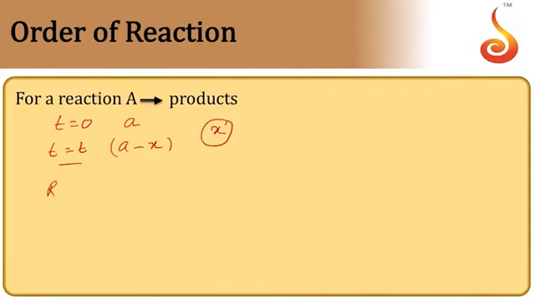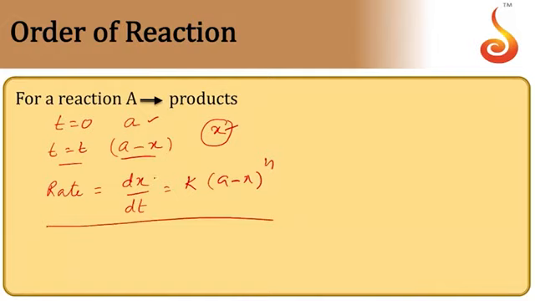Now the rate of reaction is always given by the change in concentration per unit time. Starting with a, we have a minus x, meaning x moles are reacting. So the rate is given by dx by dt, the amount of change, which is also given by rate constant k into (a minus x) to the power of n. This is called a differential equation. dx by dt is nothing but the rate of reaction, k into (a minus x) to the power of n, where x is the amount reacting in a time t and n stands for the order of reaction.